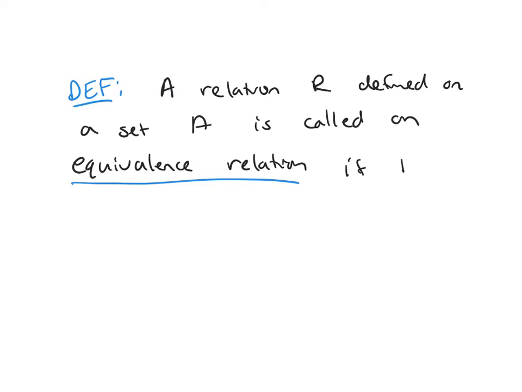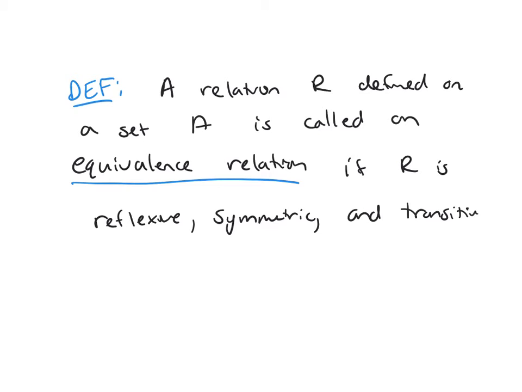if R is reflexive, symmetric, and transitive. So if you look back at our example from our last video, which was reflexive, symmetric, and transitive, you could say that that is an equivalence relation.